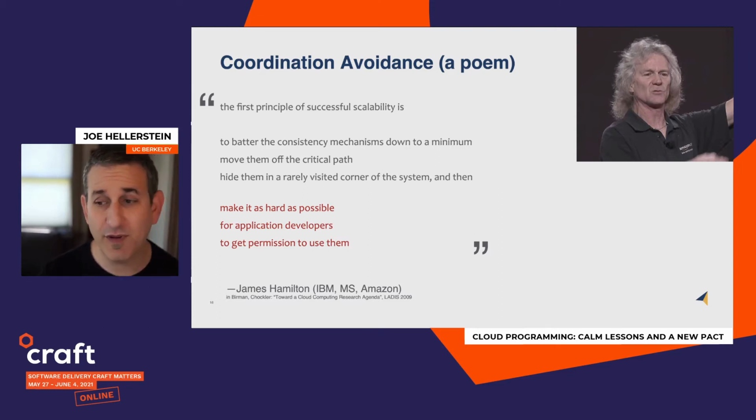The first principle of successful scalability is to batter the consistency mechanisms down to a minimum, move them off the critical path, hide them in a rarely visited corner of the system, and then make it as hard as possible for application developers to get permission to use them. The stuff in red is the money quote here, right? What we're saying is that developers simply shouldn't use the techniques that Lamport and others developed. So why is Hamilton saying this?